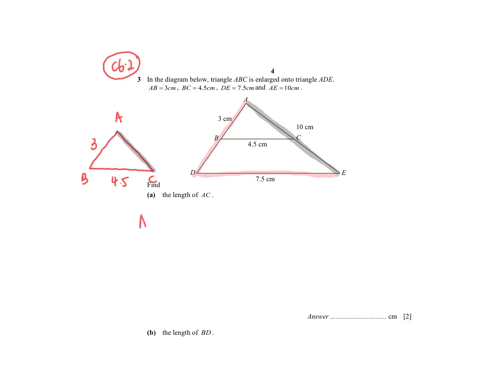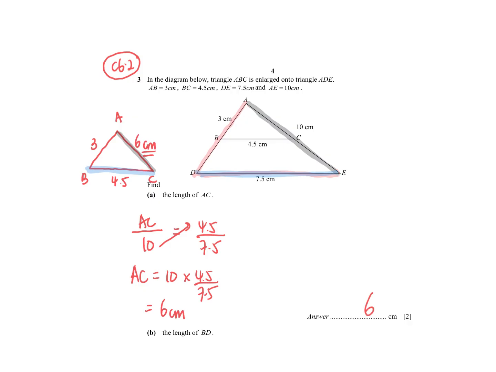So AC's ratio with AE is 10. So I compare with another side, which is the base. So the base with the base is 4.5 and 7.5. So go and cross multiply and find. So the final answer, you will get 6 cm. So this part here is 6 cm. Okay?